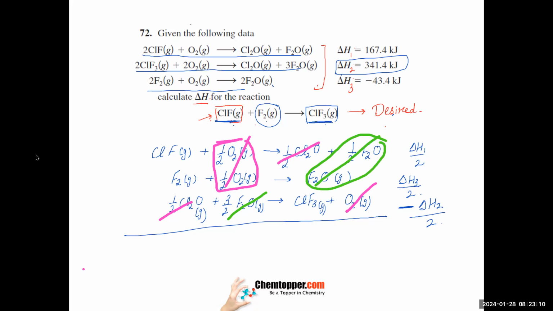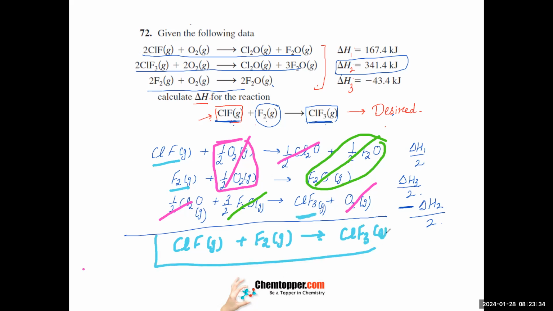I'm writing the equation now. ClF gas, this one and this one, F2, these are the things which are left, right? Giving you ClF3 gas. Rest all you see cancelled. And this is your desired equation. This is what you wanted. Yes, very good. Sarayu, very good. Now what is delta H reaction?